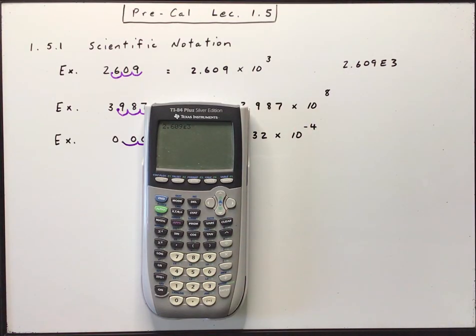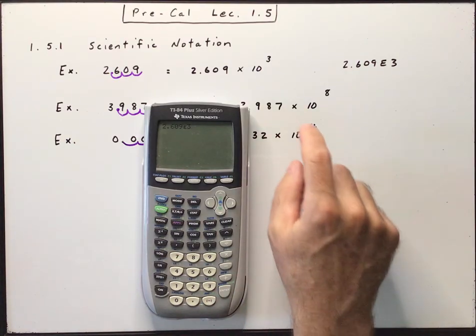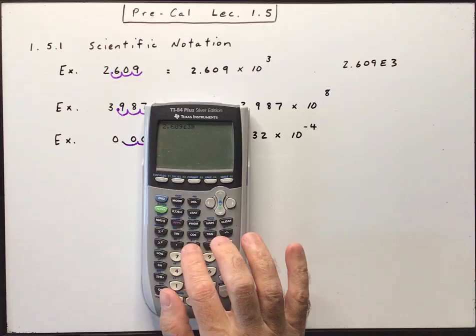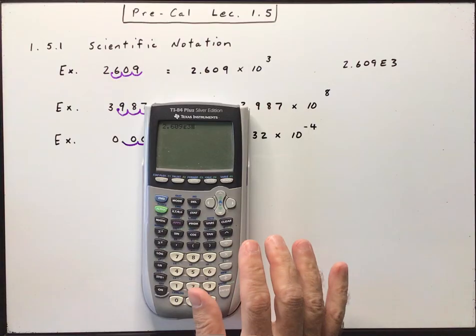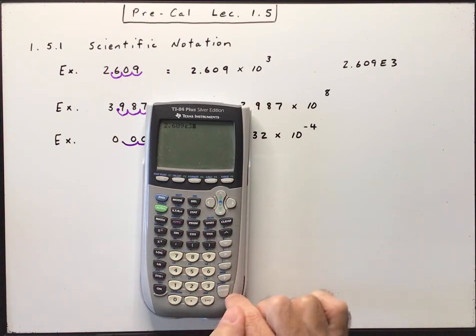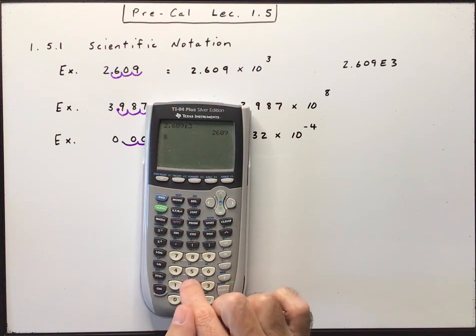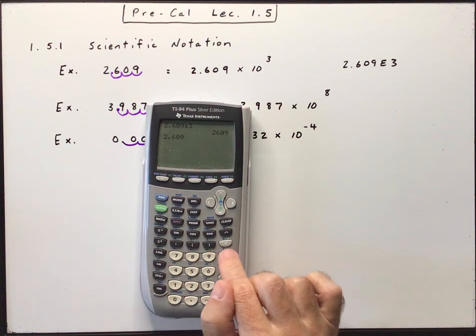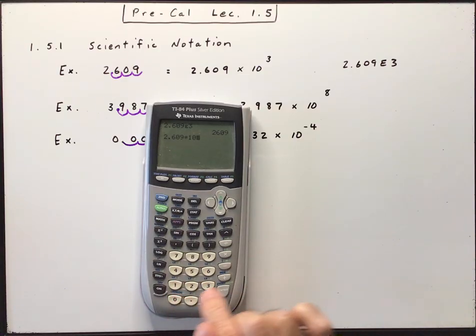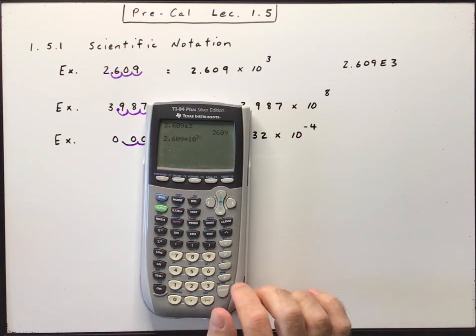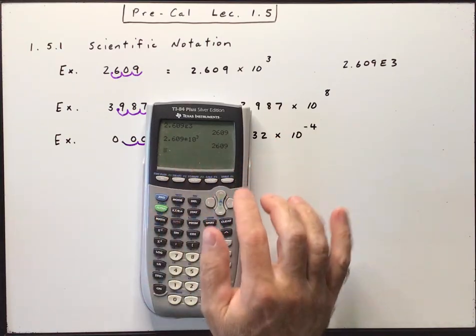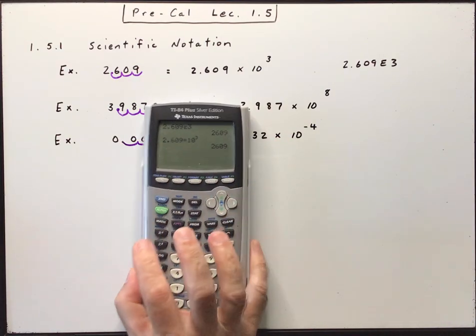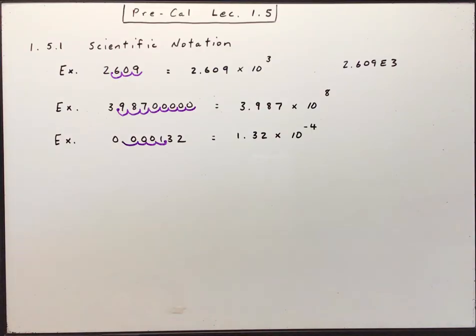I found that my students made fewer mistakes if we went with this second double E button instead of actually typing in times 10 and then a caret to whatever power. You can do that, but I found they made more mistakes. Let's do 2.609 and then times 10 raised to the third power. That also works, equals 2609. So you can do it, you just have to be careful that way. So either way works in your calculator.